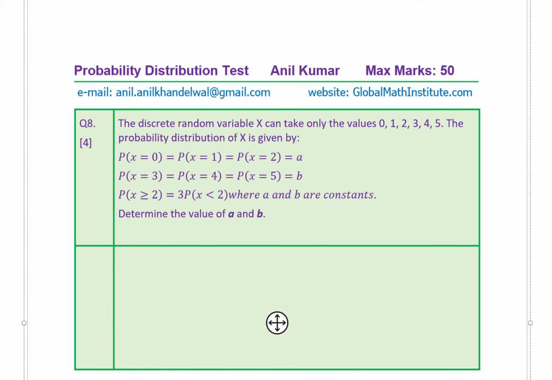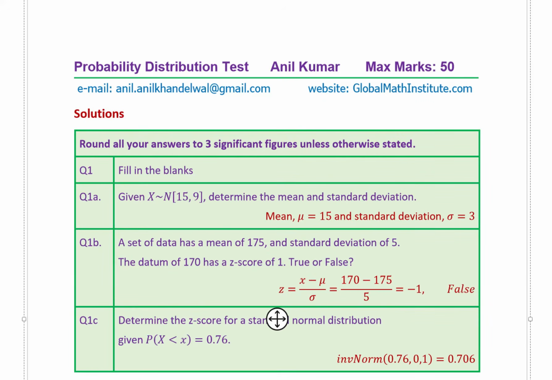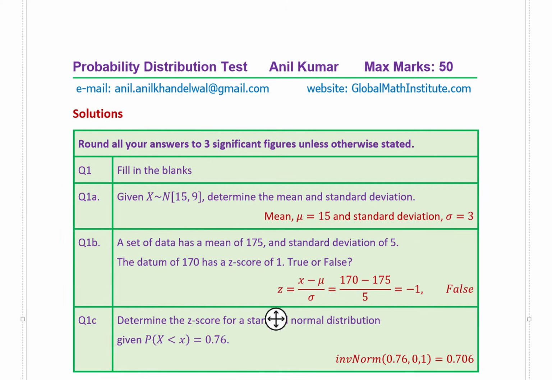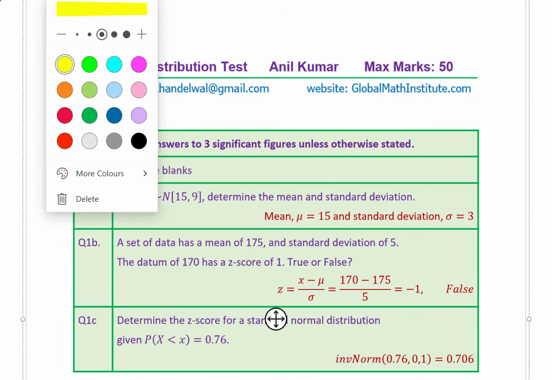Now let's see these solutions one by one. Let's begin with A itself. We are given the normal distribution with the parameters 15 and 9. As you know, we need to find the mean and standard deviation. The 15 indicates the mean itself, right? So clearly we can write down what the mean is.